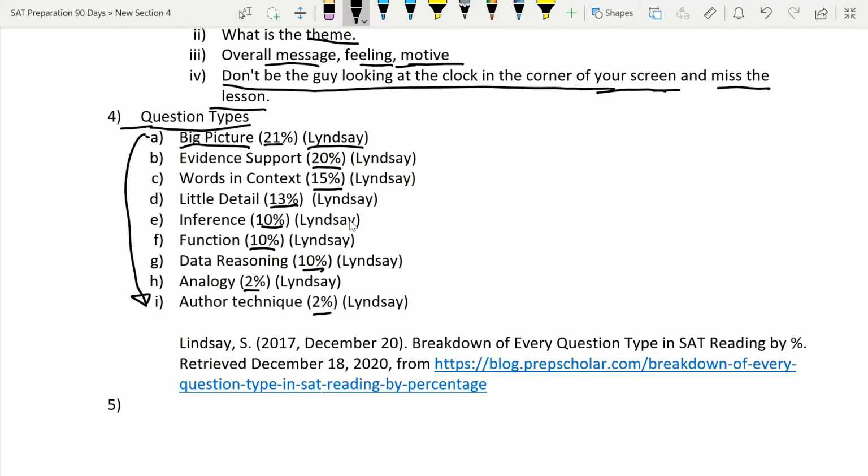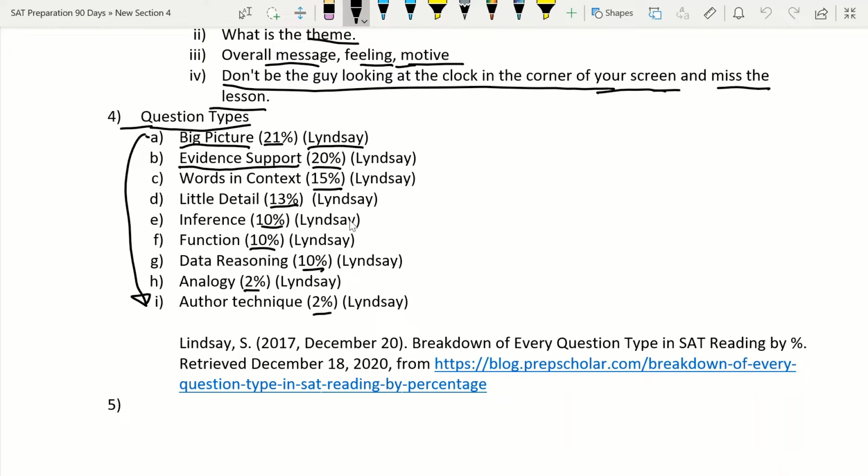So the next question type is evidence support. Evidence support questions should be your best friend, and here's why: A, they're 20% of your reading section score, and B, they are very easy once you get the hang of them, right? All that it is is supporting your answers with evidence. For example, you have a question before it, and this could be an inference question. It probably won't be a little detail question. It's more than likely going to be an inference question or a function question. Those are really the two that I would see being the most likely to precede an evidence support question, right?